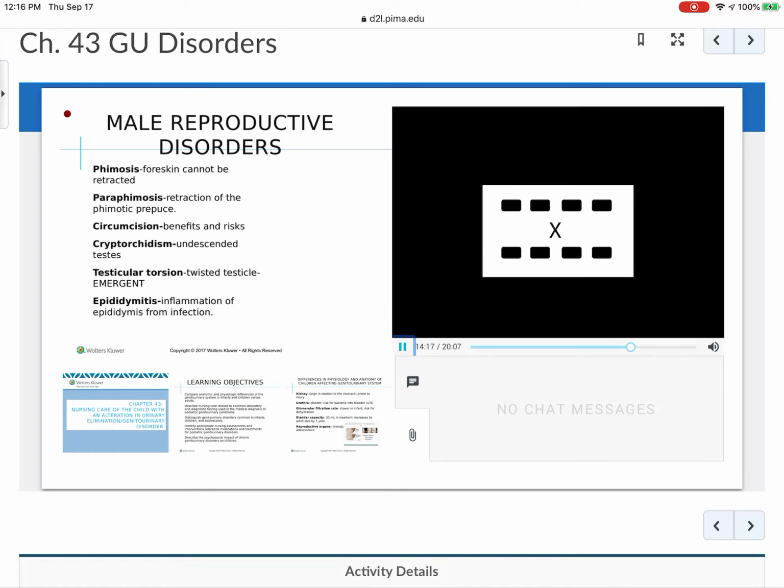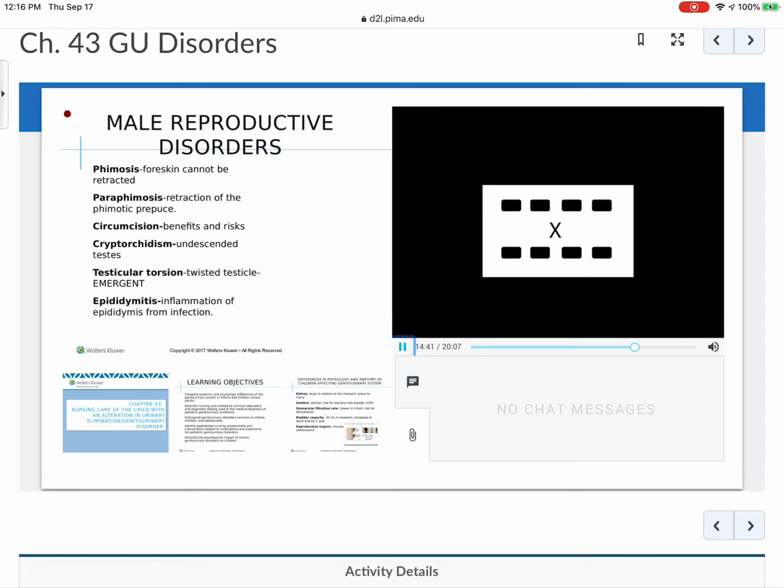For the boys, we talk a little bit about phimosis and paraphimosis. So phimosis is when the foreskin can't be retracted at all. We talked a little bit in lab about how parents aren't pulling the foreskin down to clean it. If they don't pull it down at least to clean it, then it won't be able to be retracted. Over time, it should be able to be retracted.